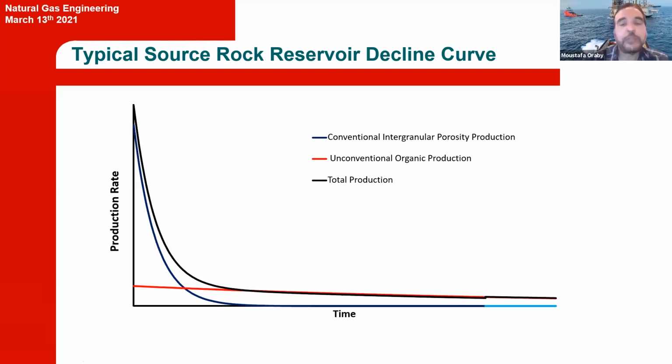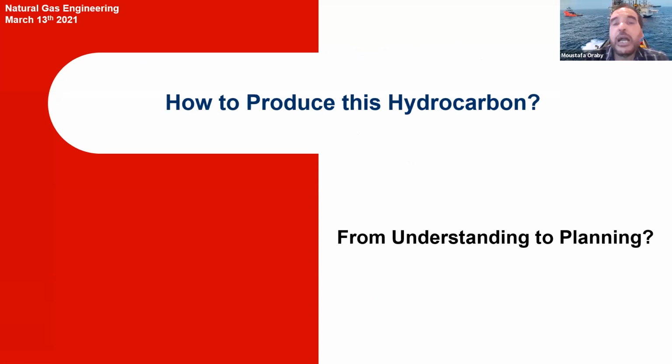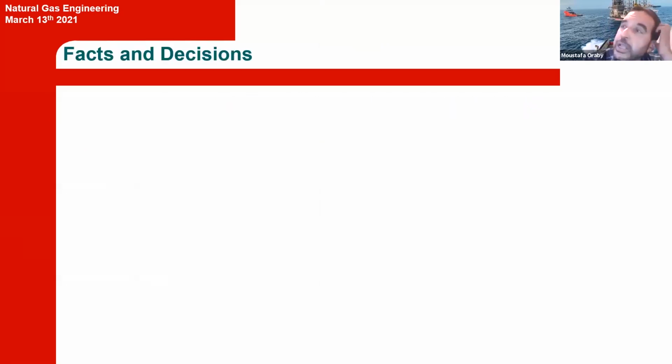Okay, all right. Now, how to produce this hydrocarbon? Well, we started with the understanding. From the understanding, you can plan how you produce the hydrocarbon. Okay, so let's just start from the understanding to go to the planning of how to produce this hydrocarbon. Let's just review the facts and then make the decision. So we have facts and decisions.